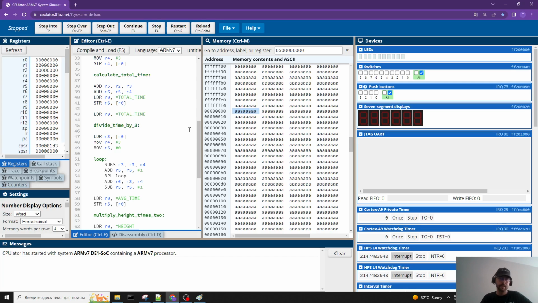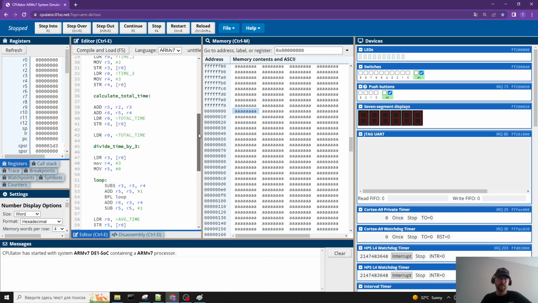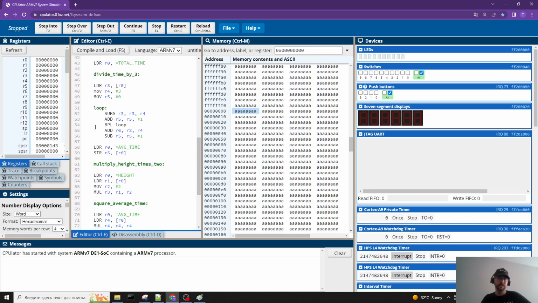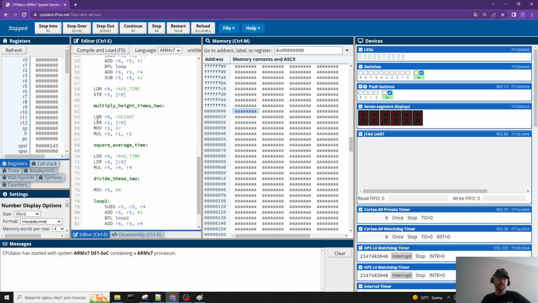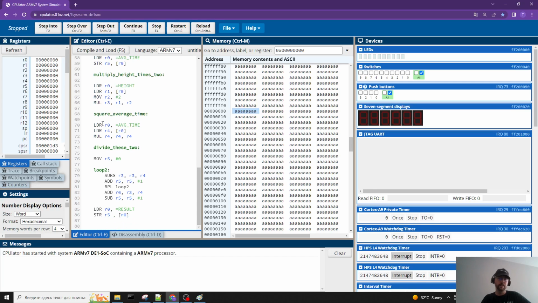And next thing we're going to do then is we're going to take our, what did I calculate the average? We calculate the total of the time, then we divide the time by 3 to give us the average. This is the division right here. And then we multiply the height times 2 to give us that 2h, the numerator of our fraction that we want. Then we square the average time value to give us the denominator, the t squared. Then we divide those two to get the final result, and we store the final result in a specific location. And now to go through it in more detail, we'll actually run it and step through it.